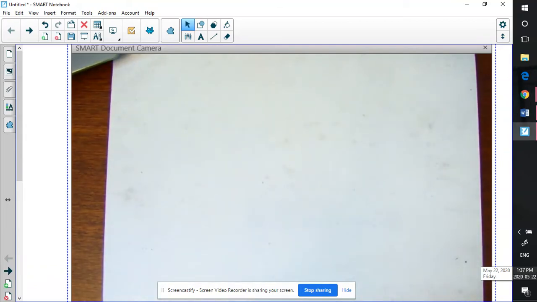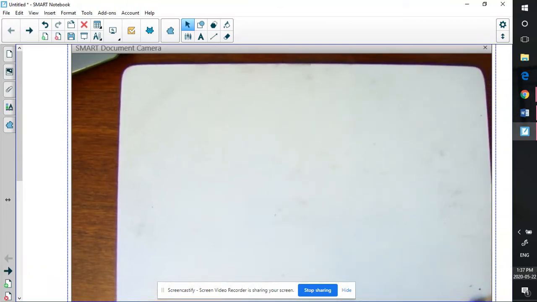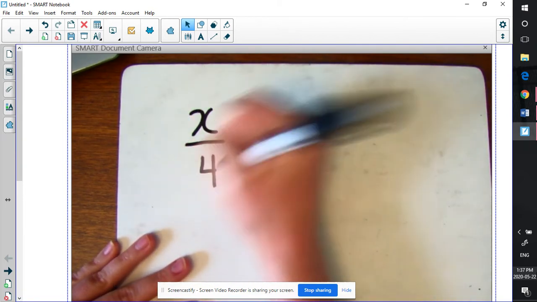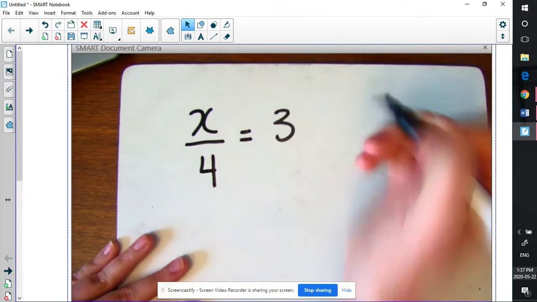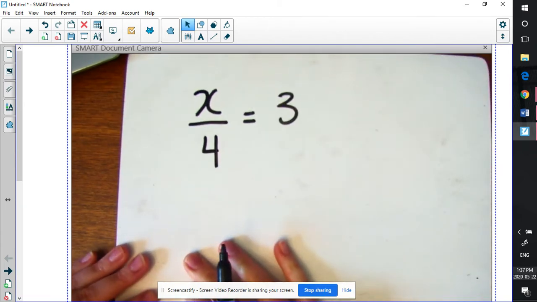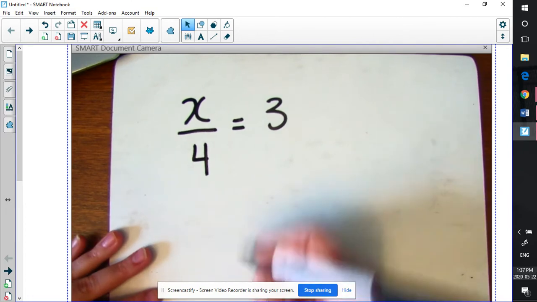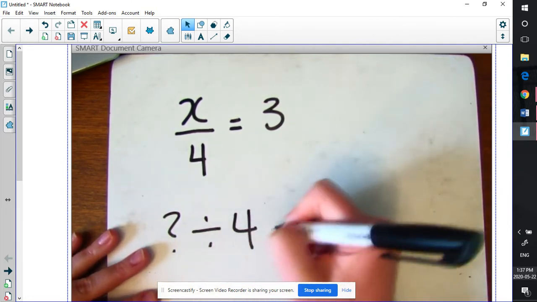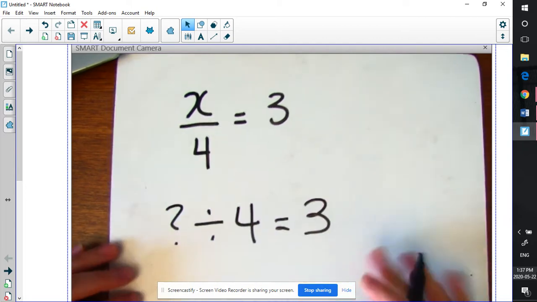Okay, now I'm going to show you how to solve another type of one-step equation. So these one-step equations look something like this. X over 4 equals 3. And we have to solve for x. So one way that you can think about this is what number, when you divide it by 4, equals 3?